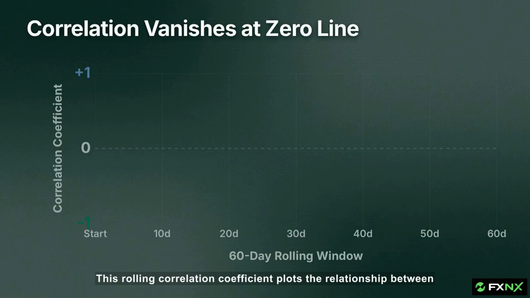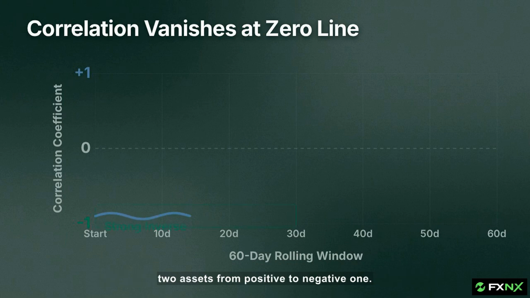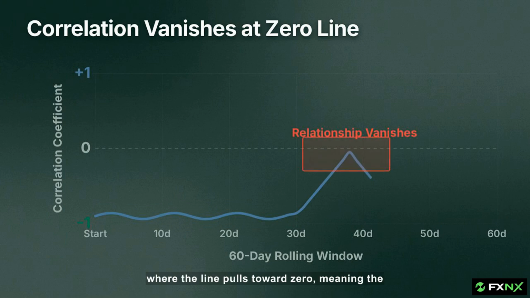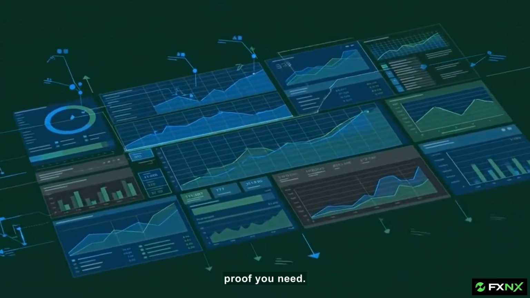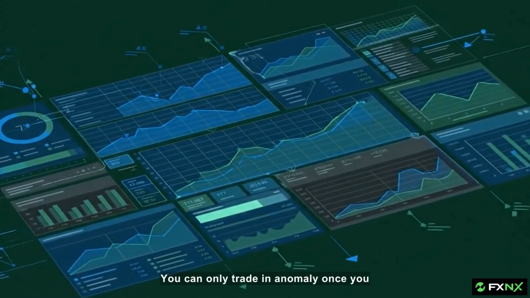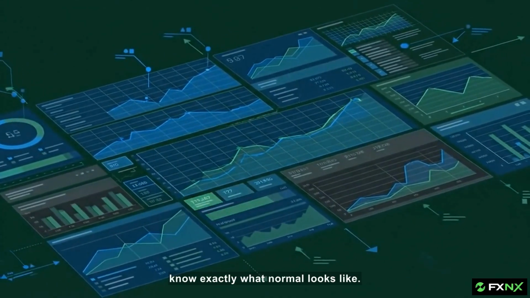This rolling correlation coefficient plots the relationship between two assets from positive 1 to -1. -1 means strong inverse correlation. Over a 60-day window, you'll see periods where the line pulls towards zero, meaning the relationship has temporarily vanished. Quantifying that baseline relationship gives you the mathematical proof you need. You can only trade an anomaly once you know exactly what normal looks like.